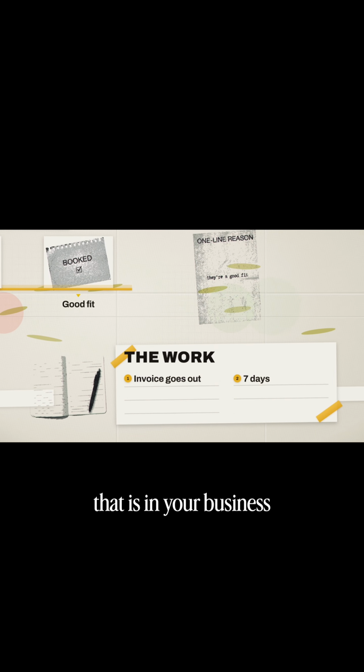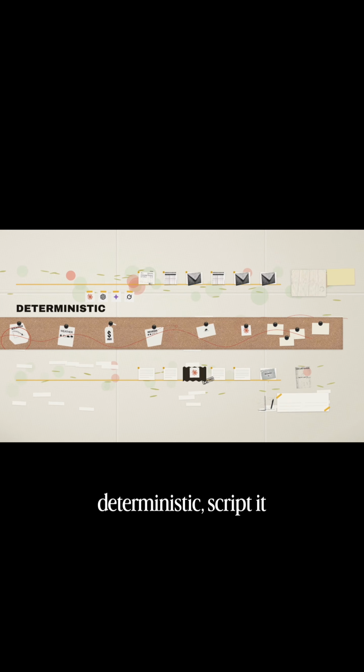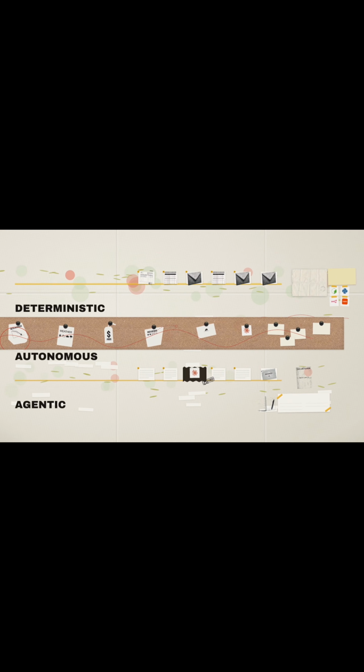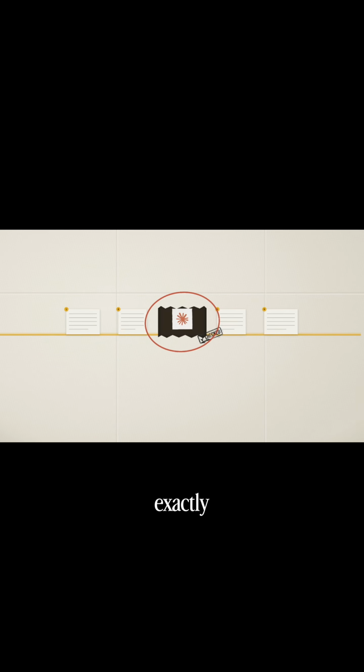So at the end of the day, go and write down the work that is in your business or workflow. If you can write out each and every step, that is deterministic. Script it and keep the AI out of it for intelligence purposes. Use AI to script it, if anything. The goal is never to give AI more control. The goal is to know exactly where you have to give it away. That is what I would advise people to do.